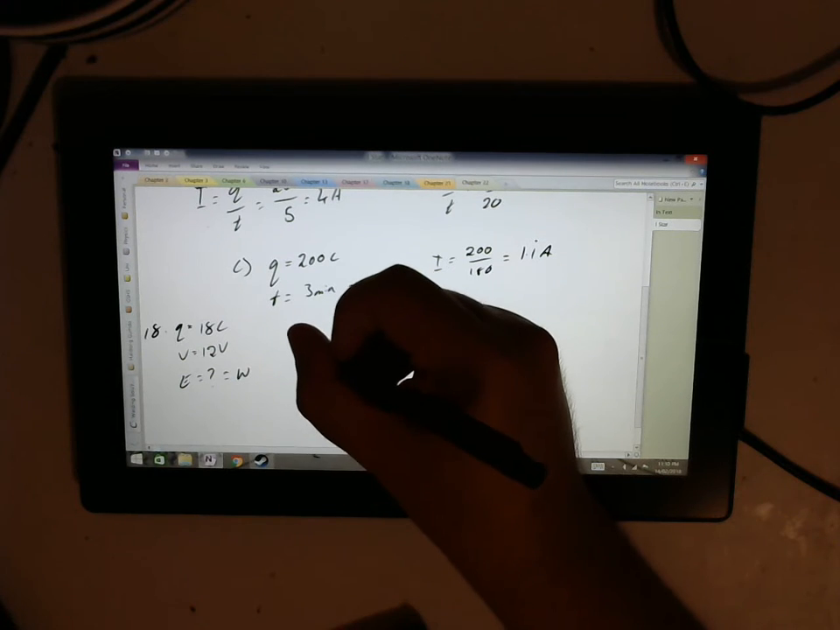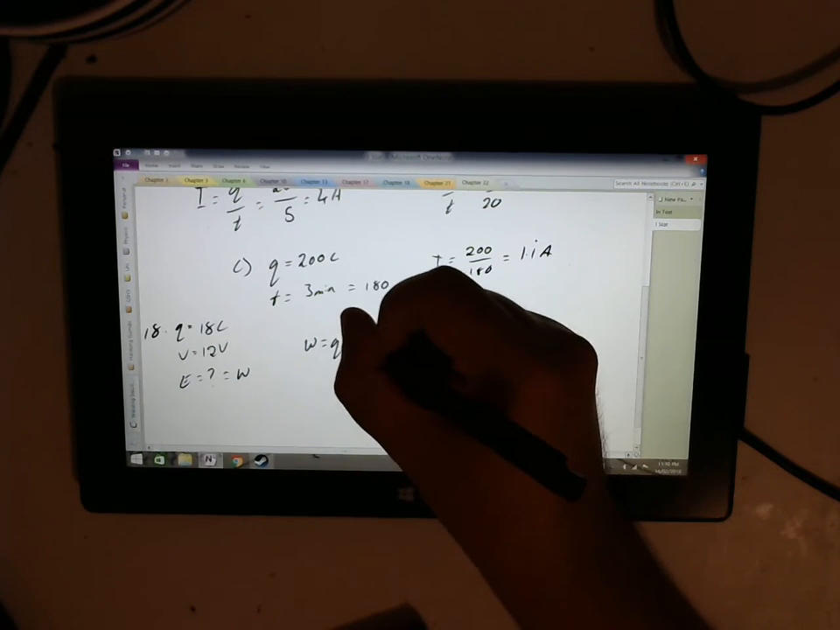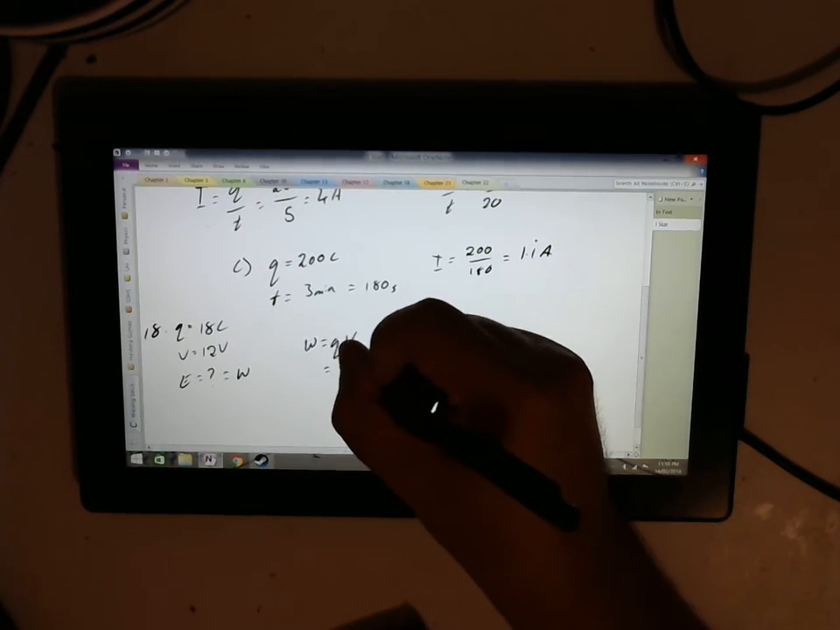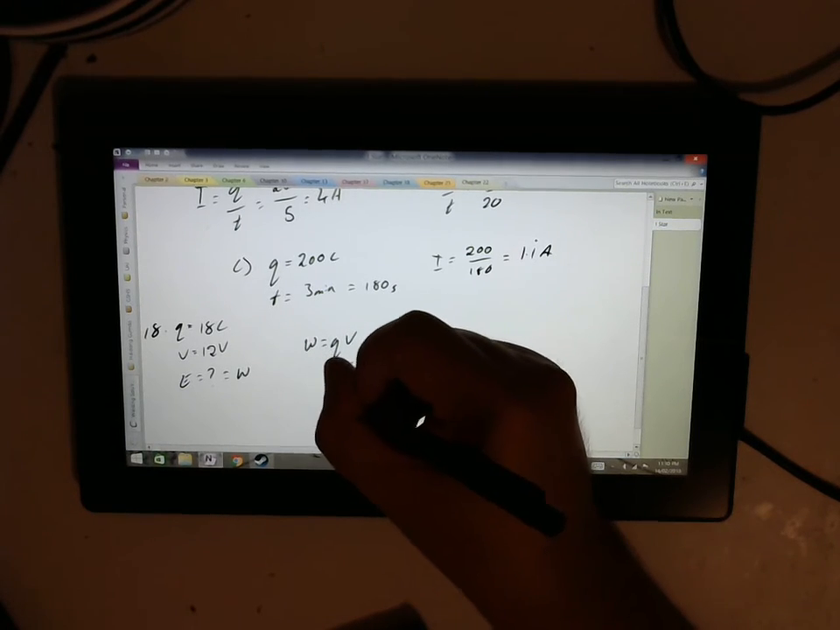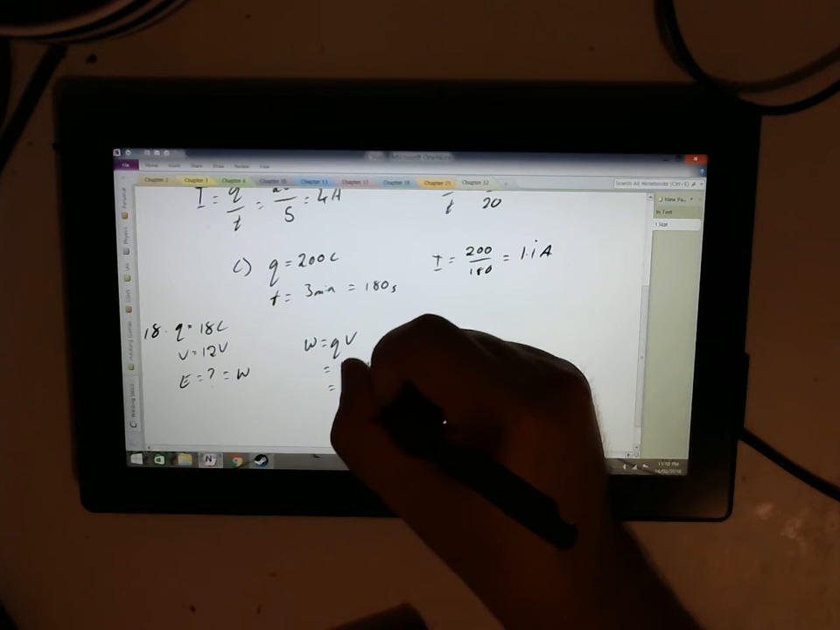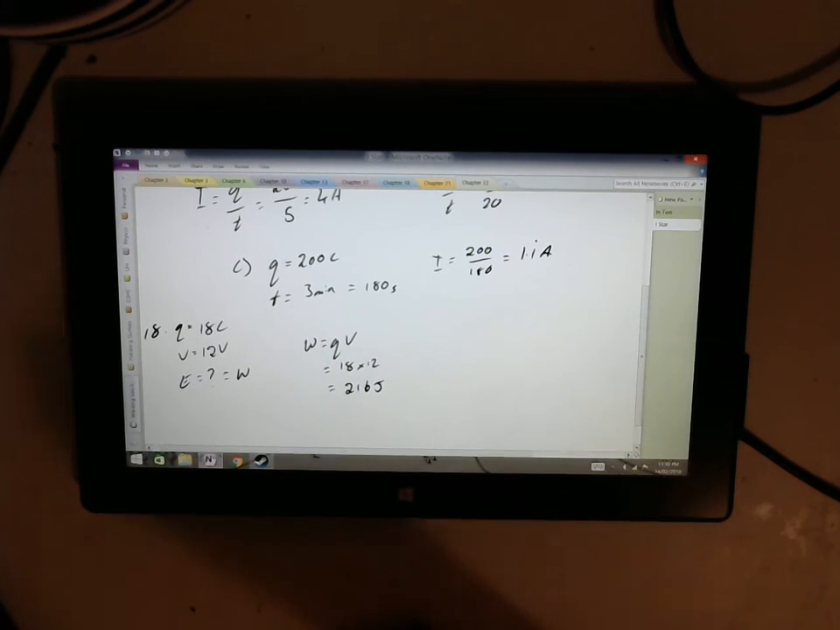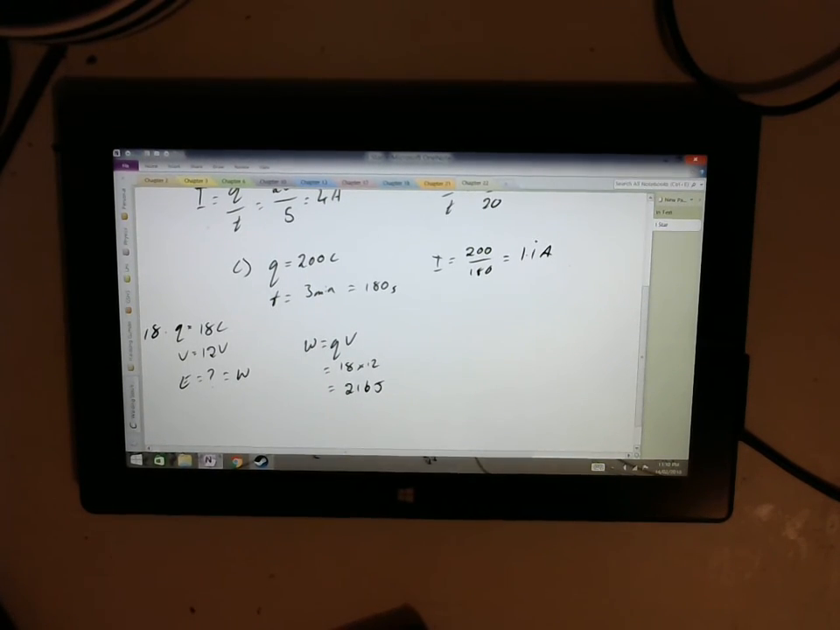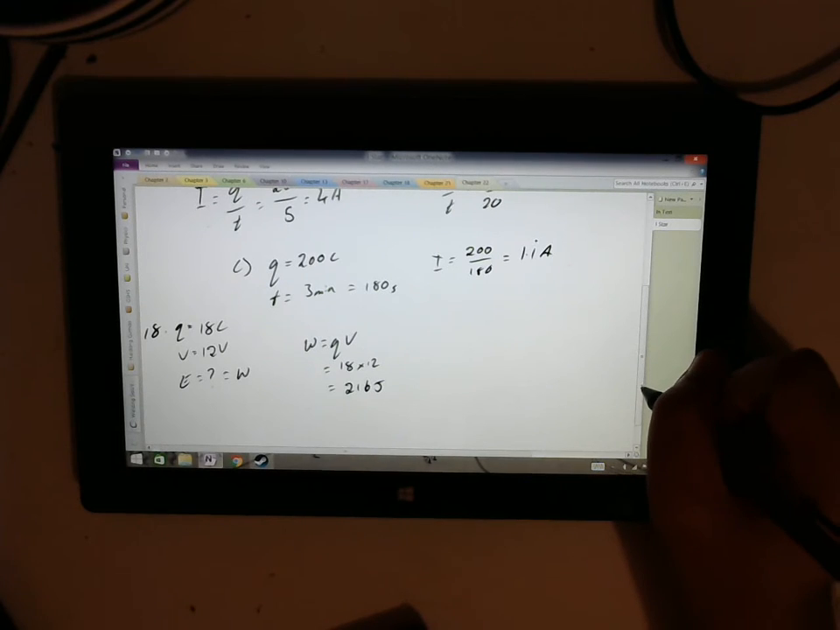And we do have the equation work equals QV. It's going to equal 18 times 12, which would equal, let's see, 10 times 18 is 180, 2 times 18 gives us 36, so that would be 216 joules, and the text in this case is rounded off at 2.2 times 10 to the 2 joules. Okay, so they're rounded, but yeah, same thing.